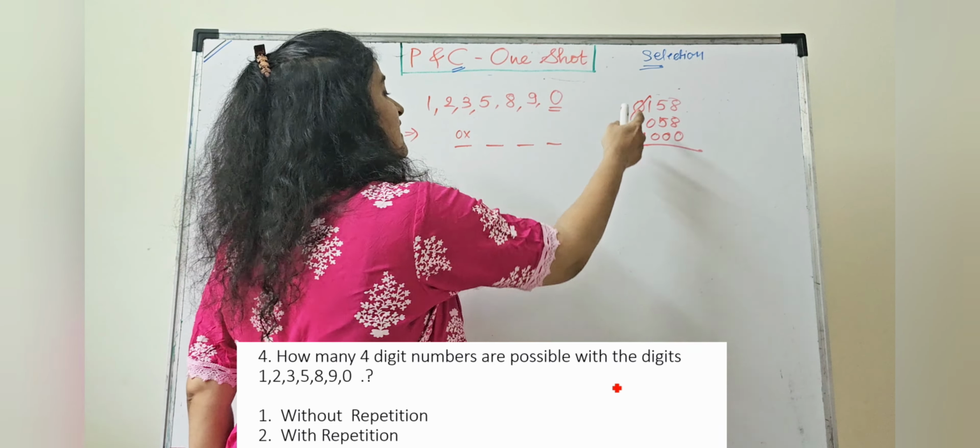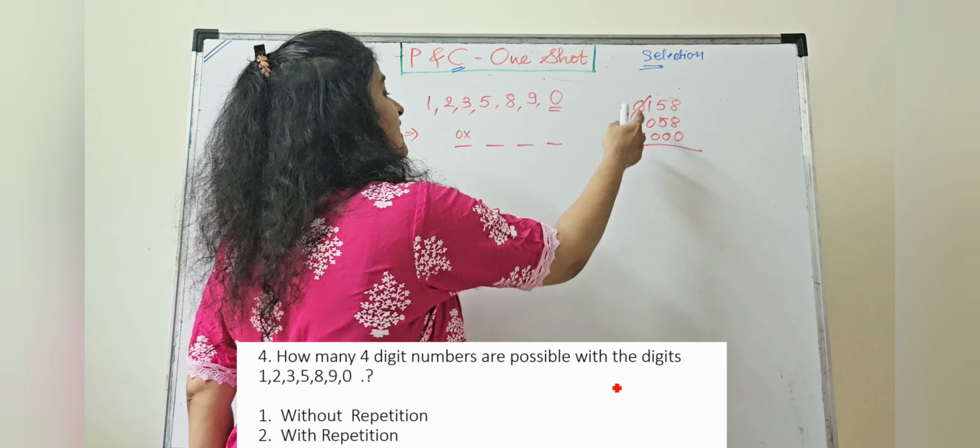Okay, now let's see how it works for without repetition. Okay, so for without repetition, first step is still going to be same, right? 0 can't come here. So how many options you have for this particular letter, for this particular place? 1, 2, 3, 4, 5 and 6.